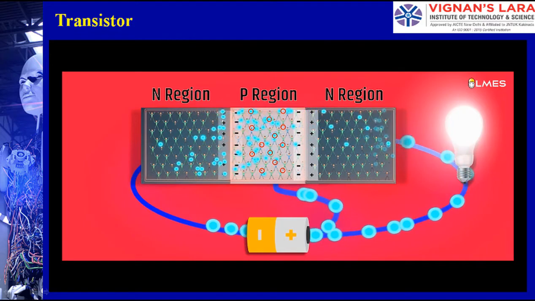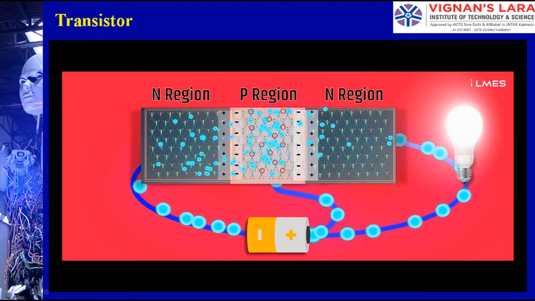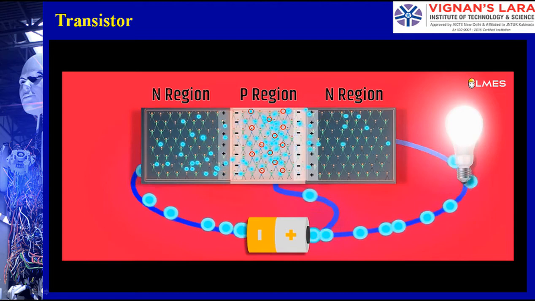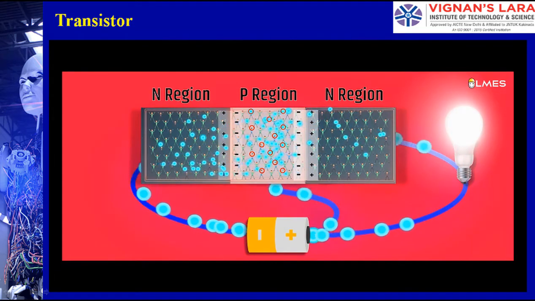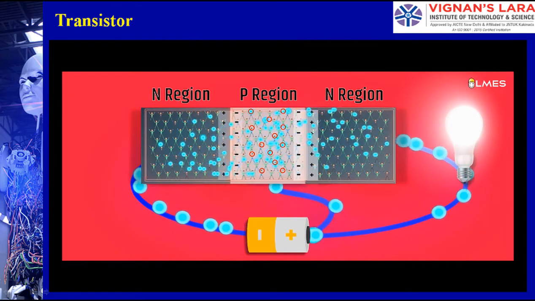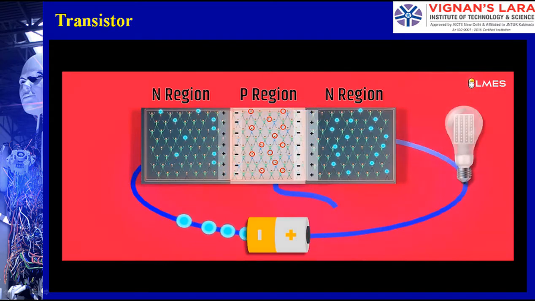We understand that only when a base circuit is connected to the P region, the battery turns the bulb on. If the base circuit is disconnected, the extra push won't be there, so the bulb won't turn on, it will be in the off position. Now this transistor acts as a simple switch, we understand.